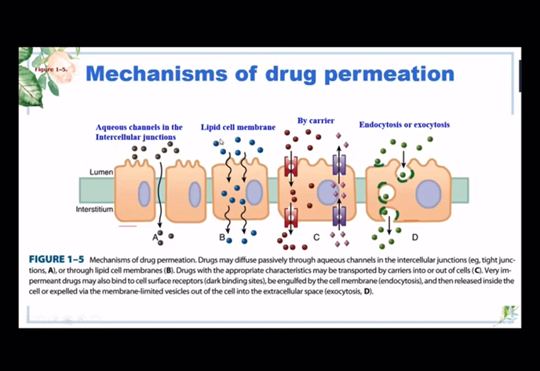The two major ways a drug passes through membranes are: 1. Through typical cell membranes, which we call passive transport. 2. By carrier, which we call active transport. We will discuss passive transport and active transport in detail.